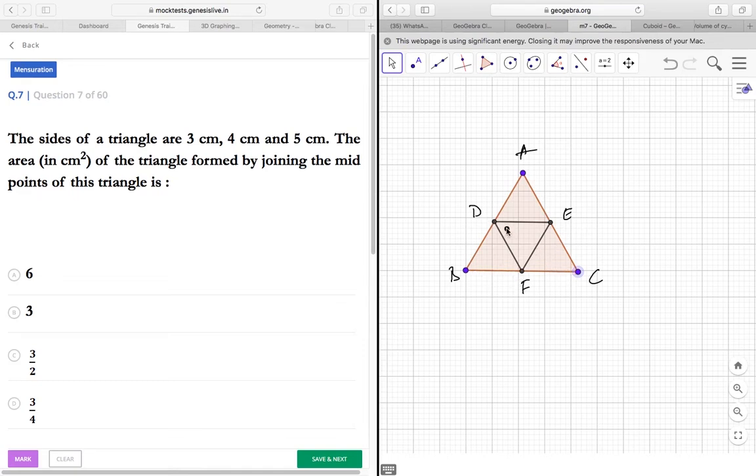If this is the scenario, you can clearly observe the area of this is what? 1/4, not half, 1/4 of the area of the bigger triangle. Even this is similar to the other one, and the remaining two will also be the same. You can make this observation, and you can also prove it with the similarity property of triangles.